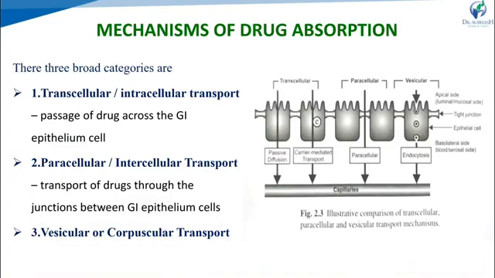Second one is paracellular or intercellular transport. In that case, the drug is transported through the junction between the GI epithelial cells. So in between the cells, the drug goes for absorption or transport through the gap between the cells. And third one is vesicular transport. That creates vesicles, or engulfment of the drug, which then crosses the cell membrane.